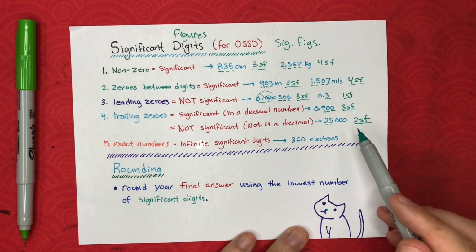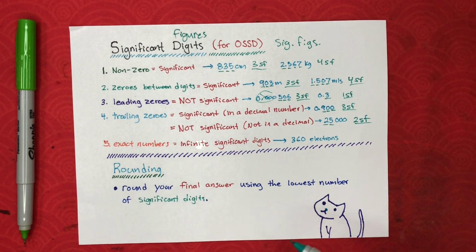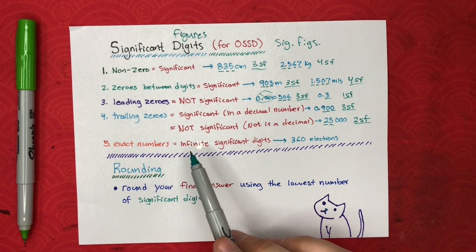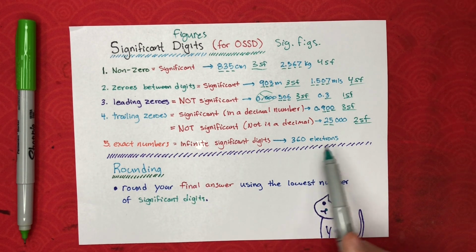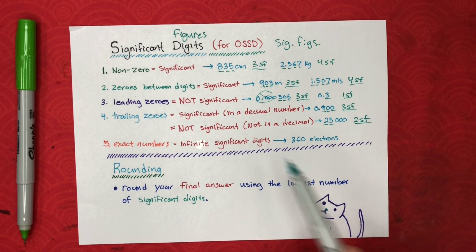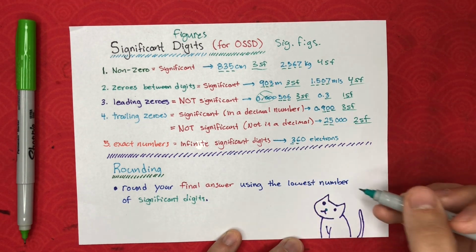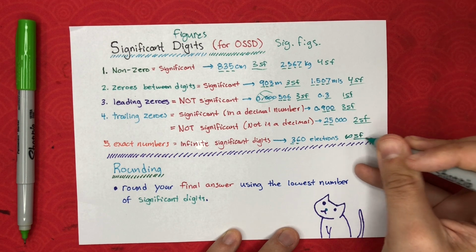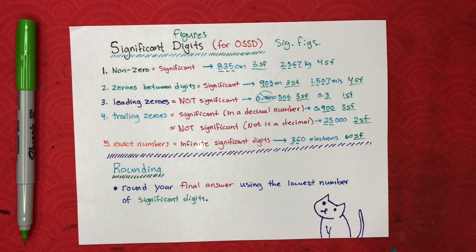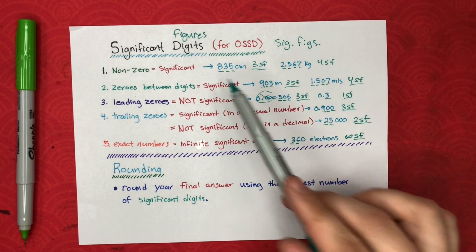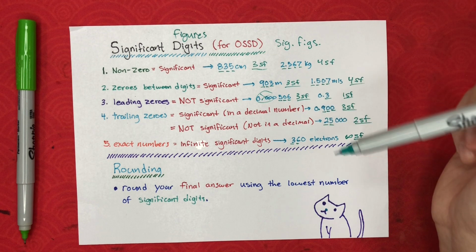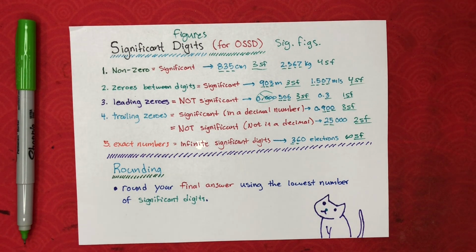Okay. The last rule is the exact numbers rule. And the exact number rule says that if a number is exact, for example, like a number of electrons over here, it has infinite significant digits. So despite this looking like it has 2 significant figures, it actually has an infinite number of significant figures. Why do we do this? Well, significant figures and significant digits are used for talking about precision in physics and science problems.